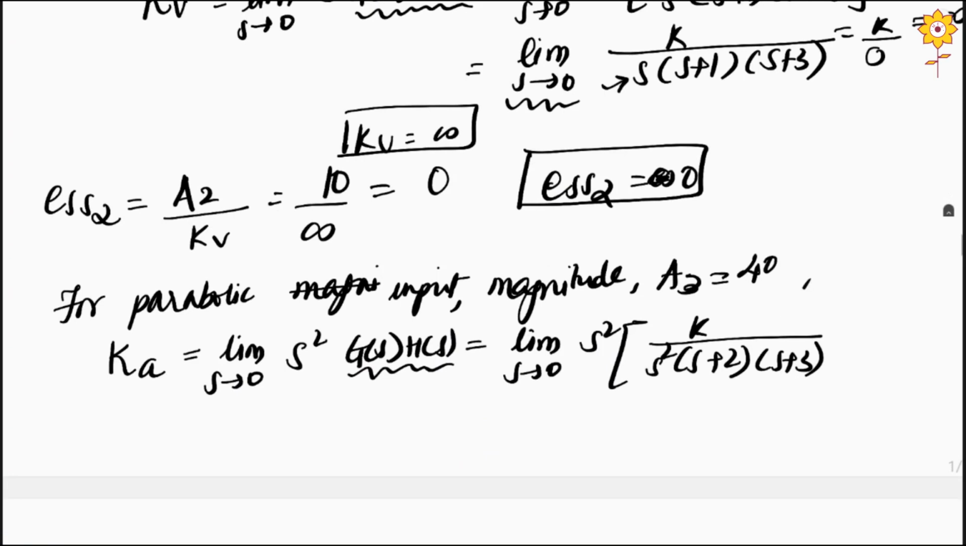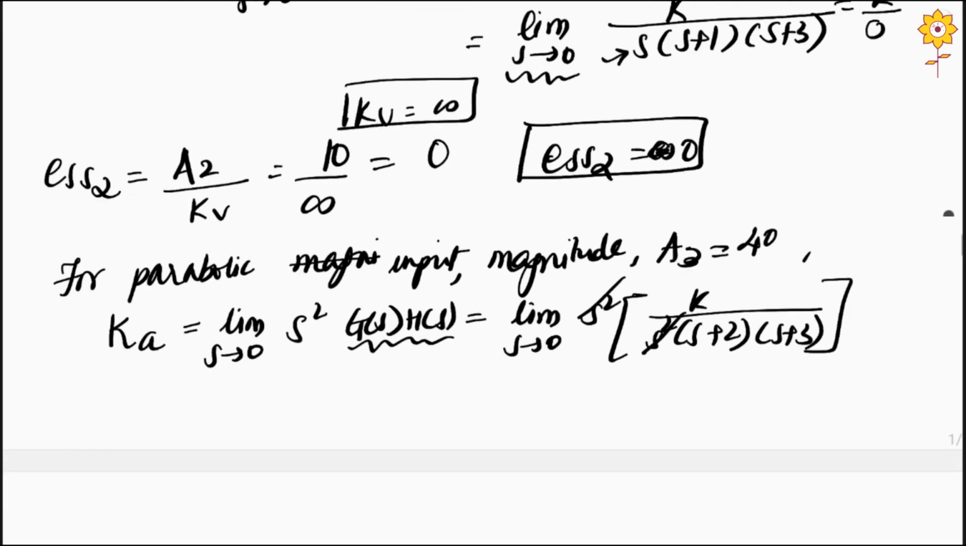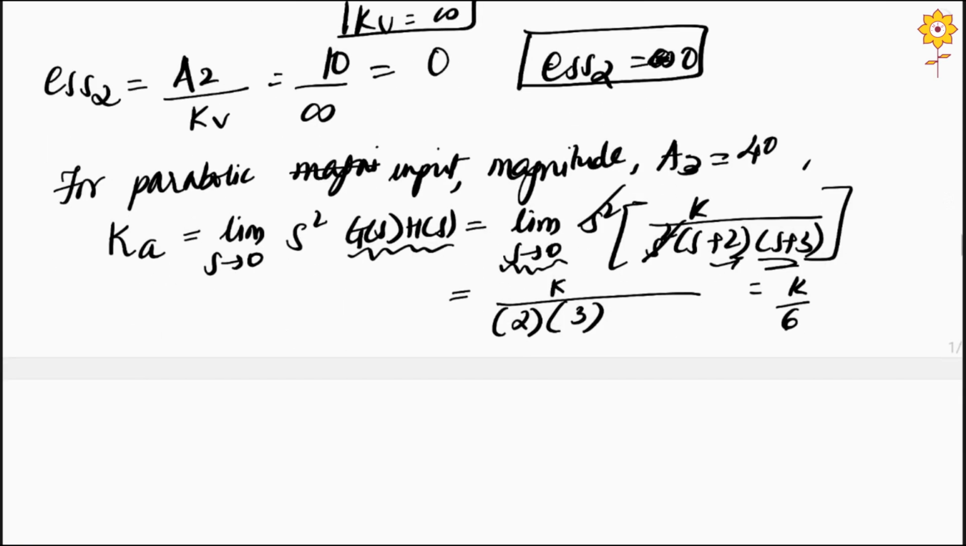After substituting, this s square and this s square will get cancelled out. After that, we will be substituting the value of s as 0 in this equation. So, we will have k upon 0 plus 2 is 2, into 0 plus 3 is 3. So, we have k by 6. So, the value of Ka is k by 6.